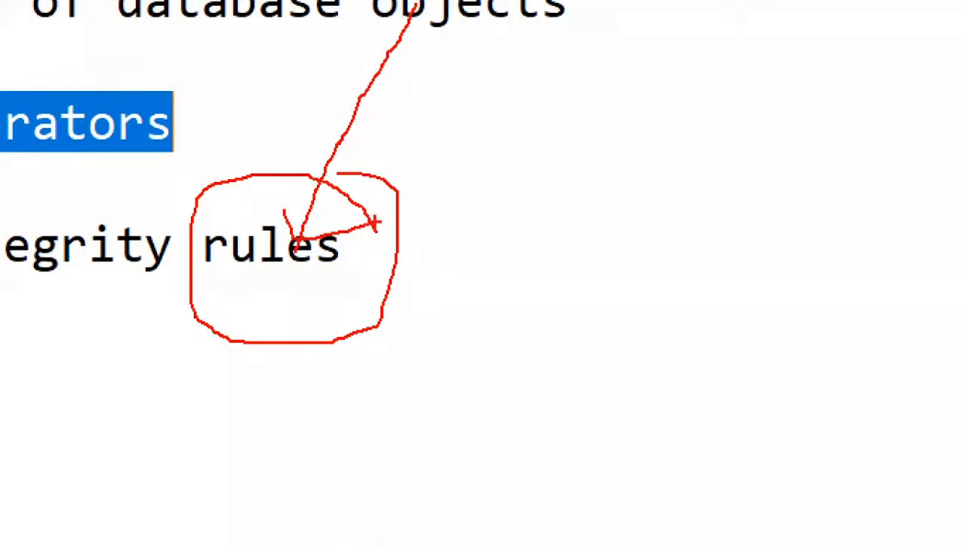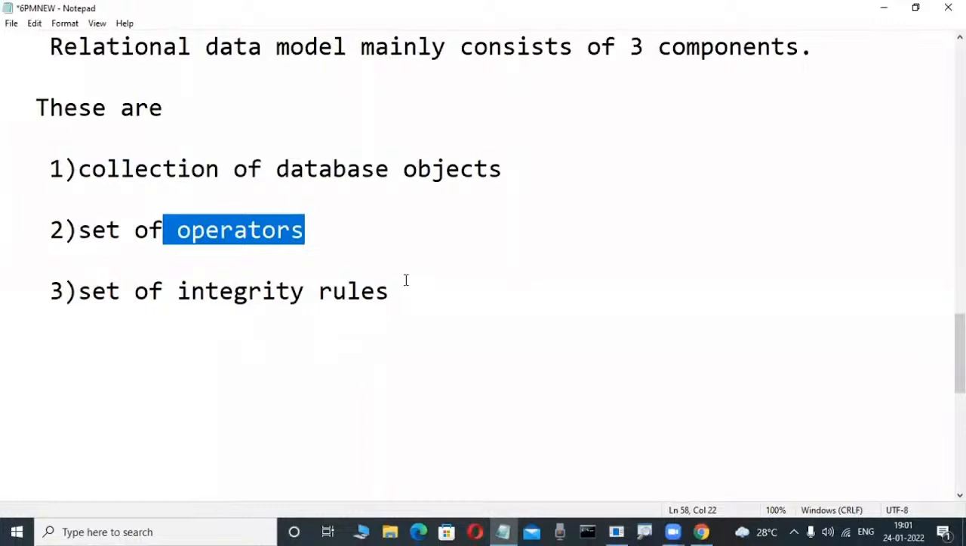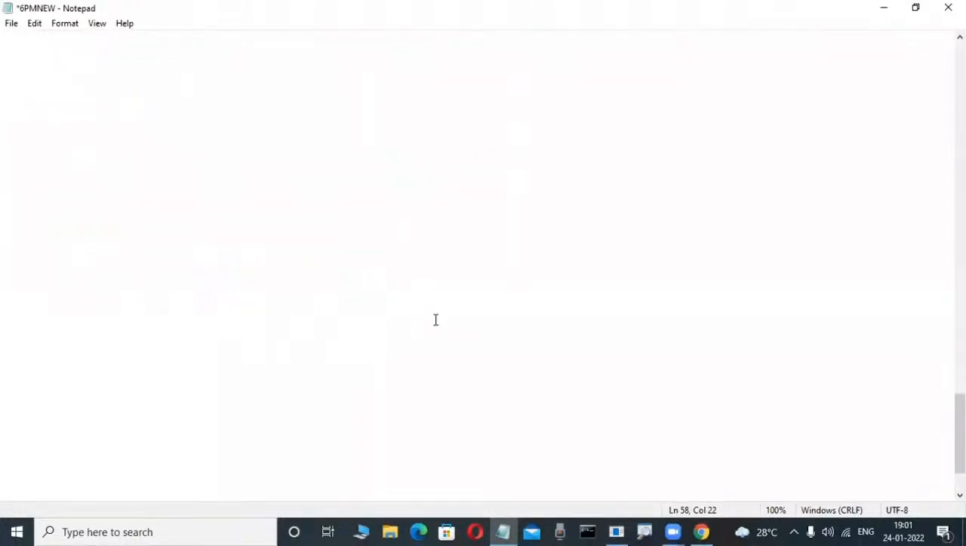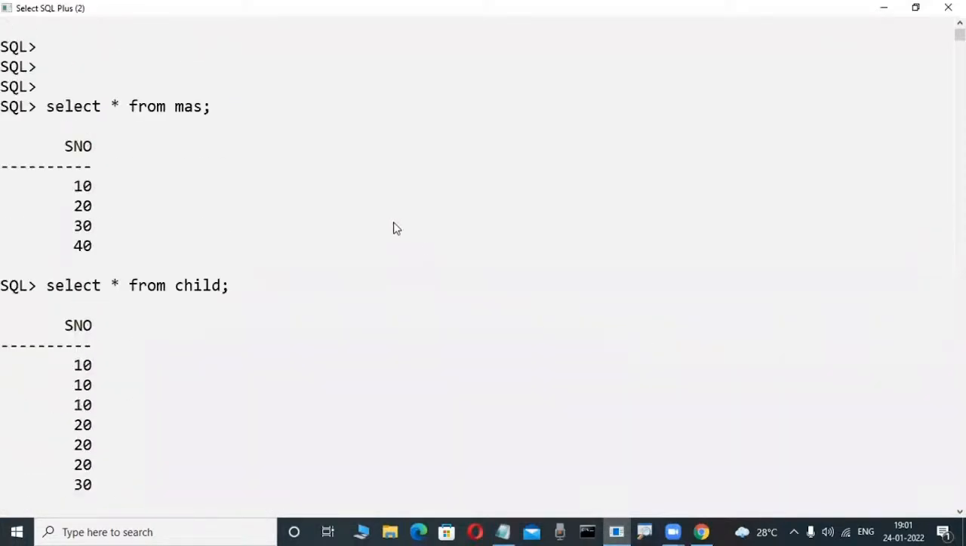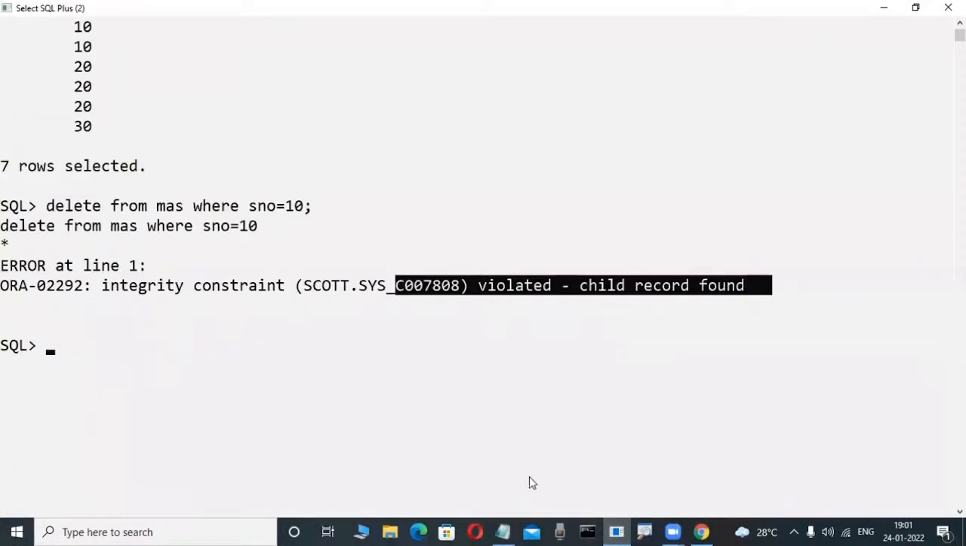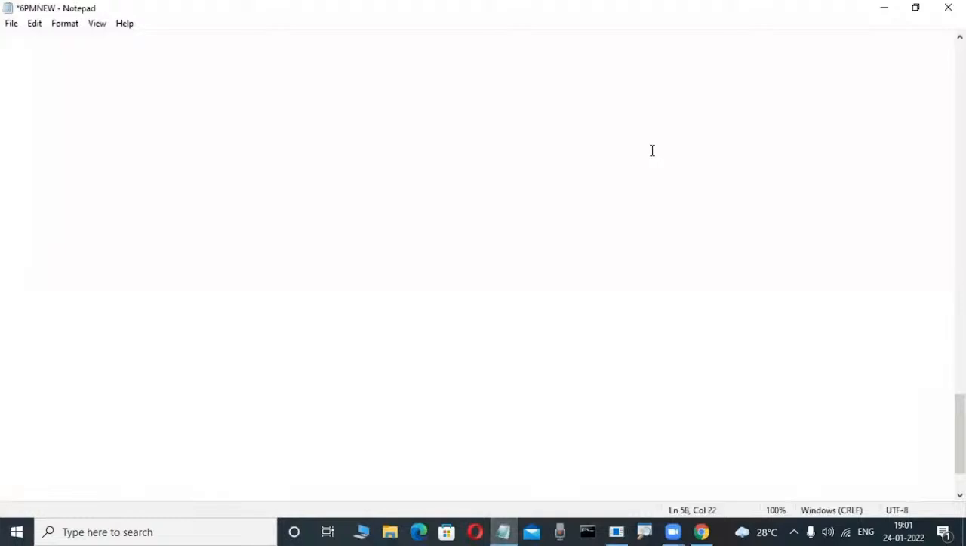That's all I'm intimating to you. These products work based on rules only. These are all rules, like the child record found rule. Deleting, inserting, rules are there. Master is nothing but a parent table.